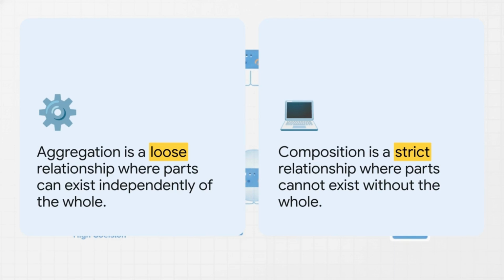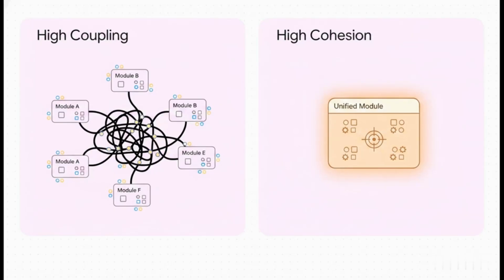But contrast that with composition. Composition is a much stronger, tightly bound relationship where the parts absolutely cannot exist without the whole. Think of a computer and its central processing unit, the CPU. In a strict composition model, if the whole computer is scrapped, the internal CPU goes right along with it. The parts have a strictly dependent existence. So those relationships perfectly set the stage for two really critical measures of software quality: coupling and cohesion.